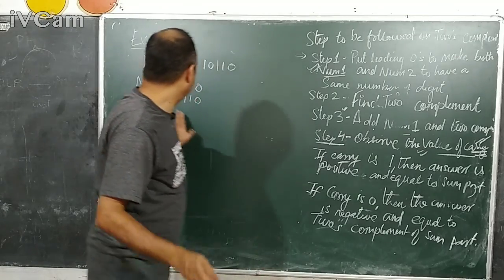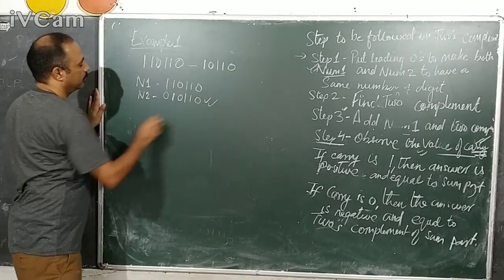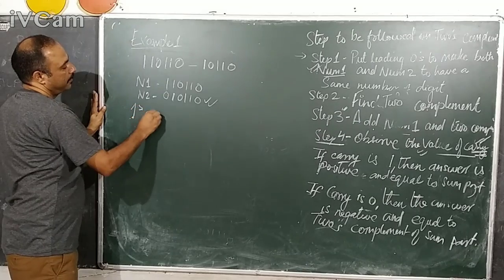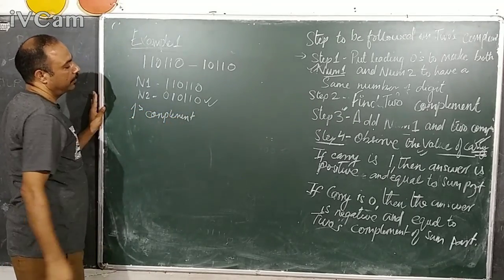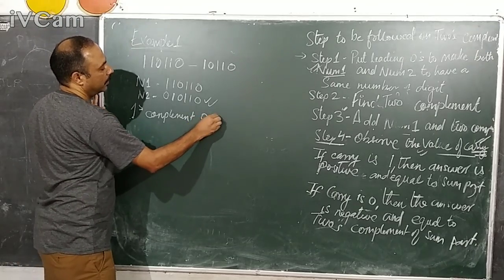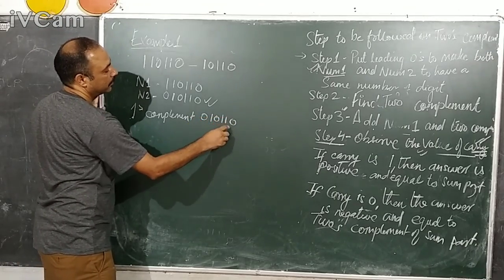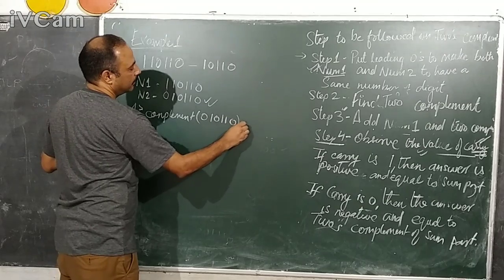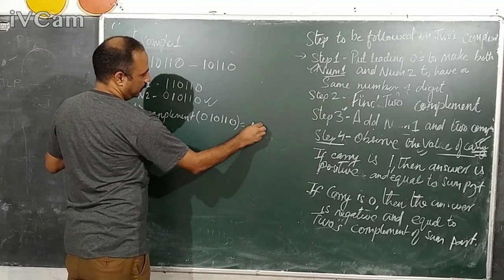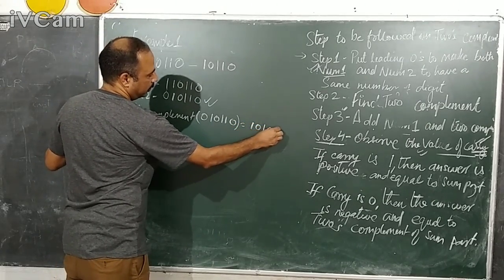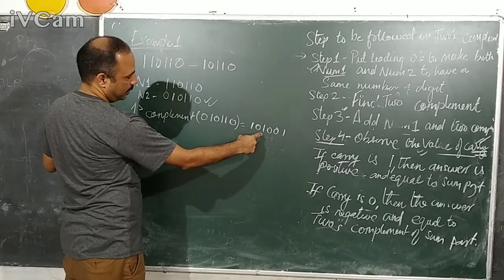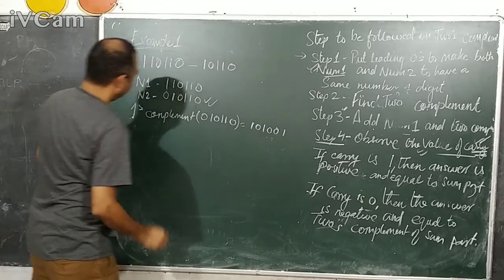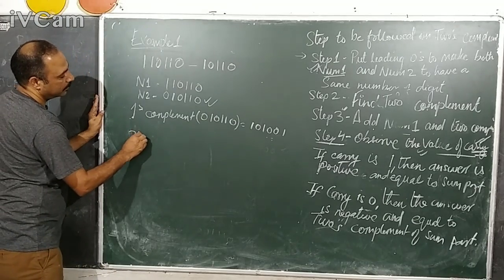So let me find the 1's complement of this number, which you have already learned. The 1's complement of 010110 is 101001. Now let me make that into the 2's complement.